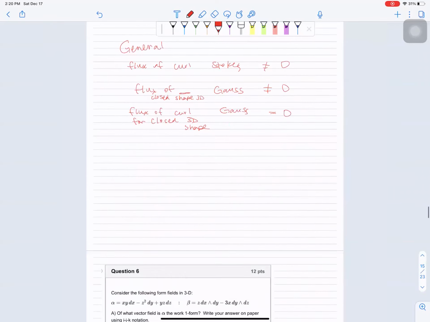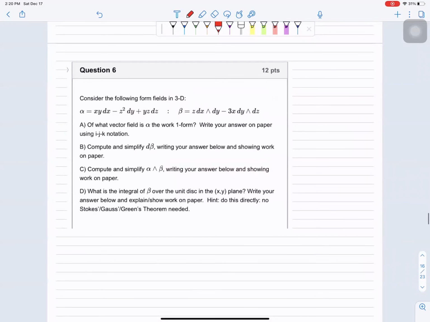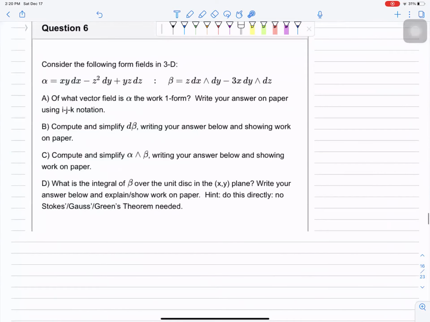Okay, all right. Question 6. Considering the following form fields in 3D, now we have the forms language. Of what vector field is alpha the one-form? Write your answer on paper using IJK notation. So they want us to find the vector field, and we always write vector fields using IJK notation, right?